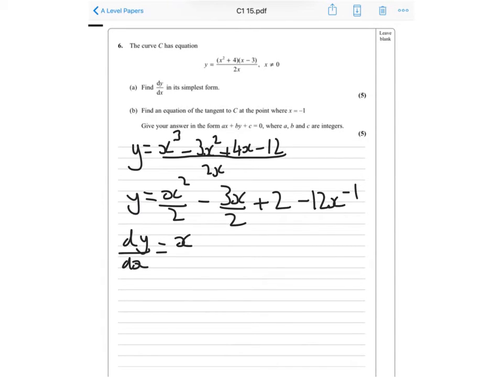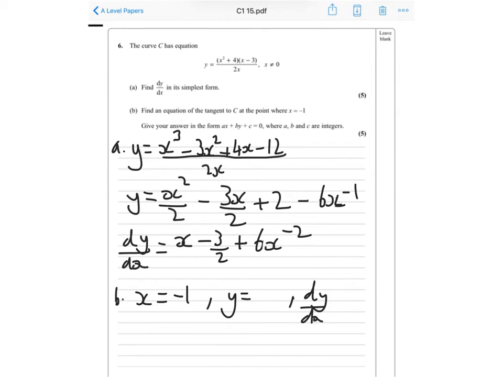I end up with x minus 3 over 2. The 2 disappears and it becomes plus, oh, I don't know where I've been really silly here. That should be a 6, shouldn't it? 6x to the minus 1, not 12x to the minus 1, plus 6x to the minus 2. Oh, God, what is wrong with me? Jeepers. Can't write all of a sudden. Right, x to the minus 2. Now, that's part A done. Part B, okay, I need to put x equals minus 1 into y and into dy dx.